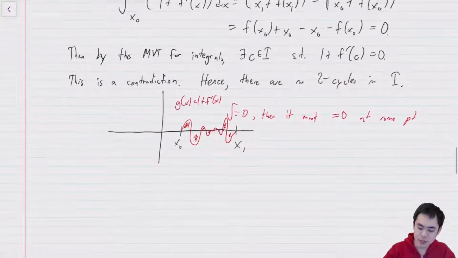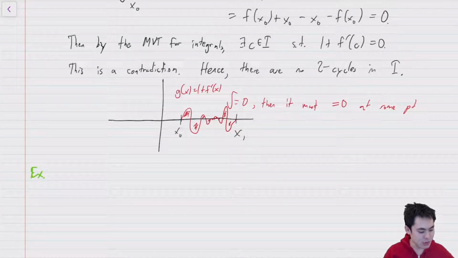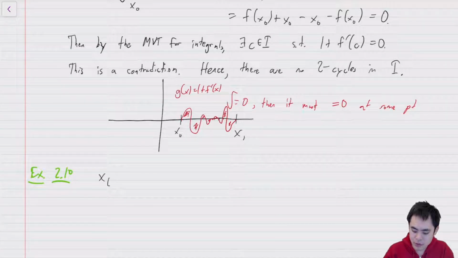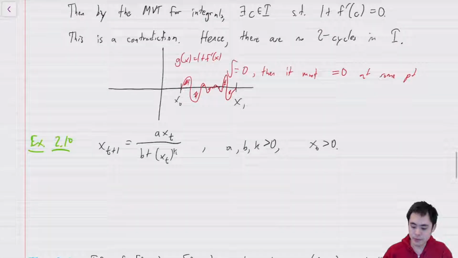Let me double check to see if the book has an example number for this. This is theorem 2.7. Yeah, this is example 2.10 in your textbook. So let's suppose that we have x sub t plus 1 is equal to a x sub t over b plus x sub t to the kth power, where a, b, and k are greater than 0, and x naught is greater than 0.